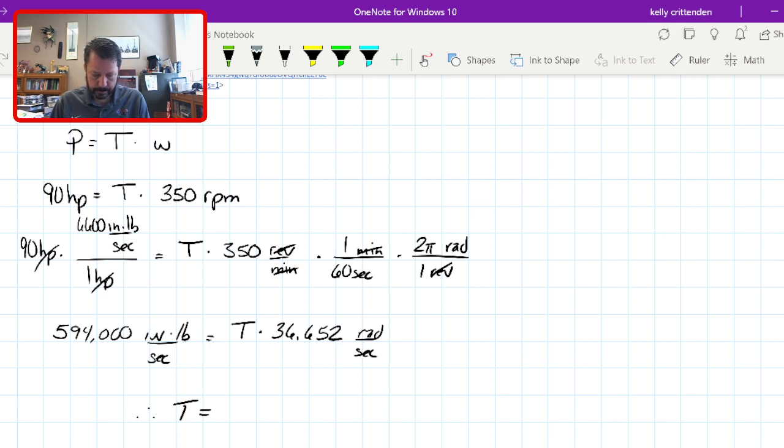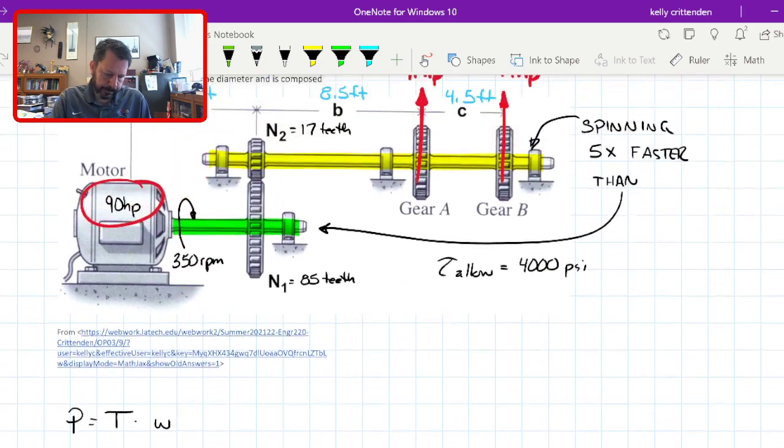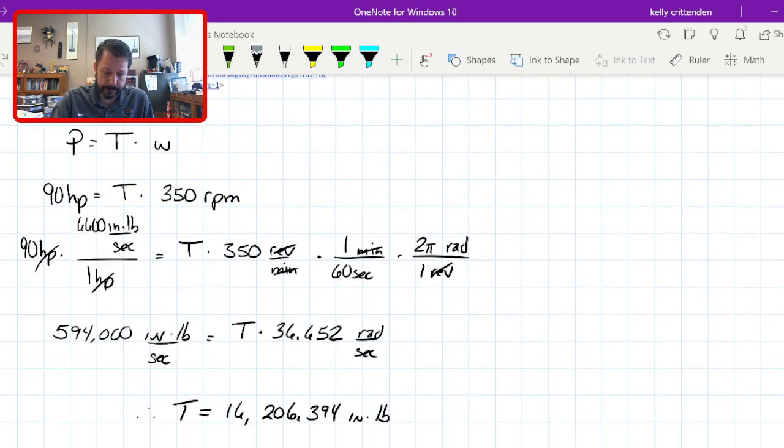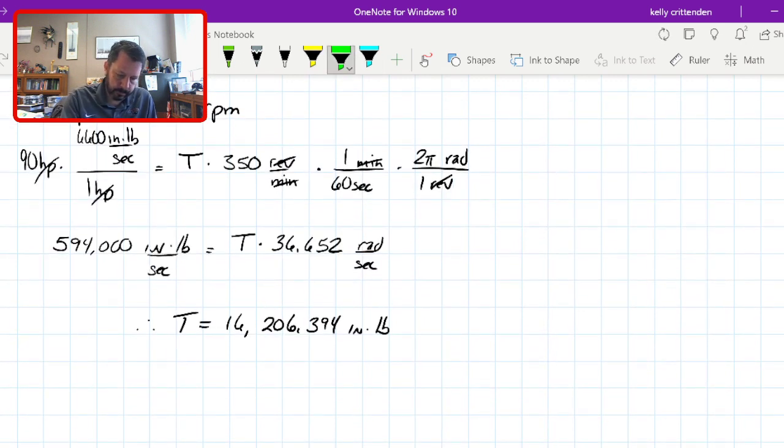594,000 divided by 36, that was 0.652. 16,206.394 inch-pounds. We're actually trying to find the maximum satisfactory diameter for this green motor shaft. So we know the torque in it now, hopefully. There's the torque in the green shaft.